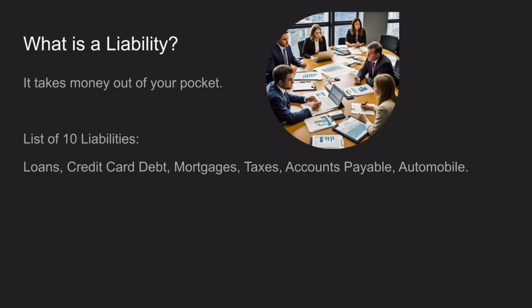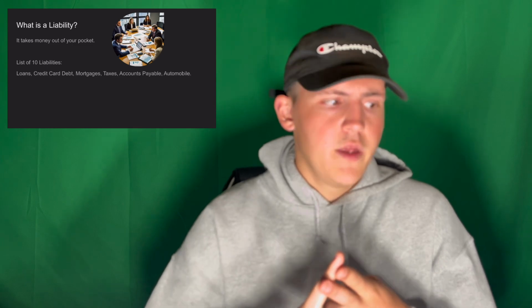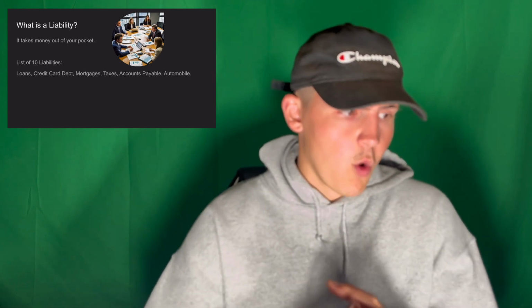And yes, it may cost money to purchase the assets, but they are producing money for you and working for you, cycling back into the income statement. Opposed to that is the liability, and it just takes money out of your pocket. Examples of this are loans, car payments, taxes, mortgage, credit card debt, accounts payable if you owe money to somebody else. These are all liabilities.